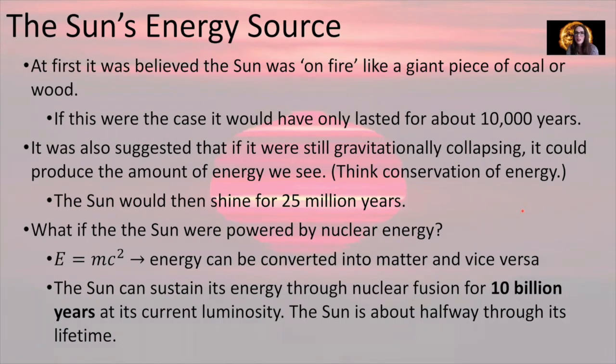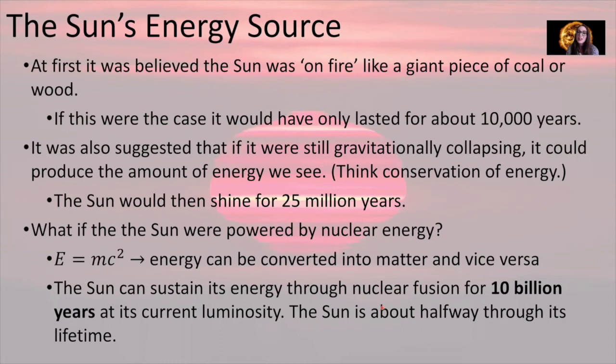It was also suggested that the sun could still be gravitationally collapsing, collapsing in on itself due to its gravitational pull, and that could produce the amount of energy that we see from the sun. But if the sun were only powered by collapsing on itself because of its immense gravity, the sun would only shine for 25 million years. And we've already learned that our solar system is much, much older than that. But what if the sun were powered by nuclear energy?